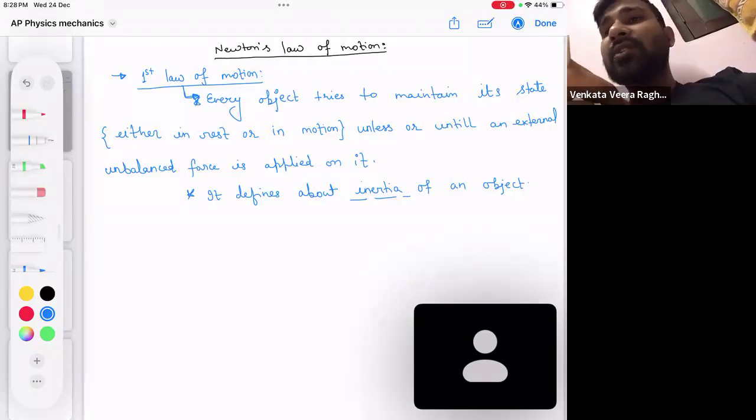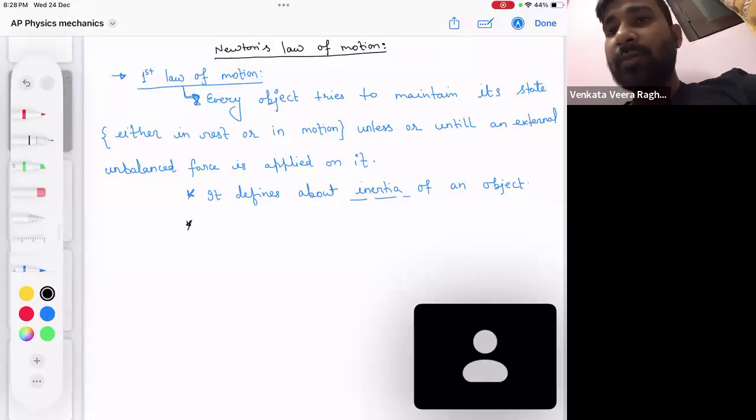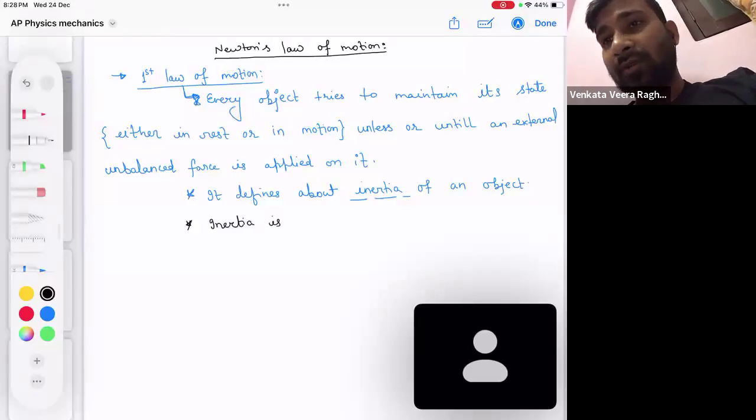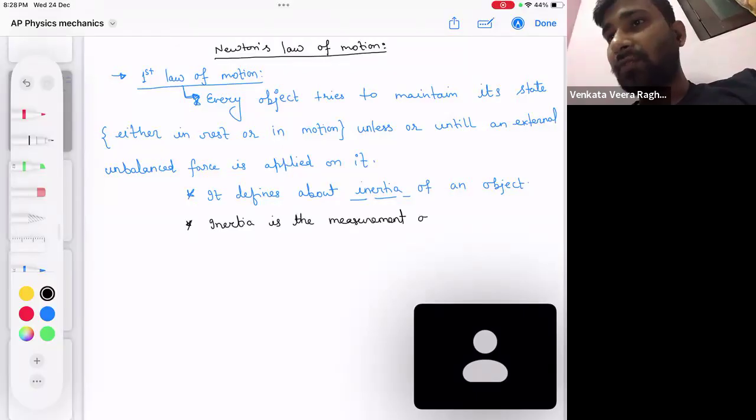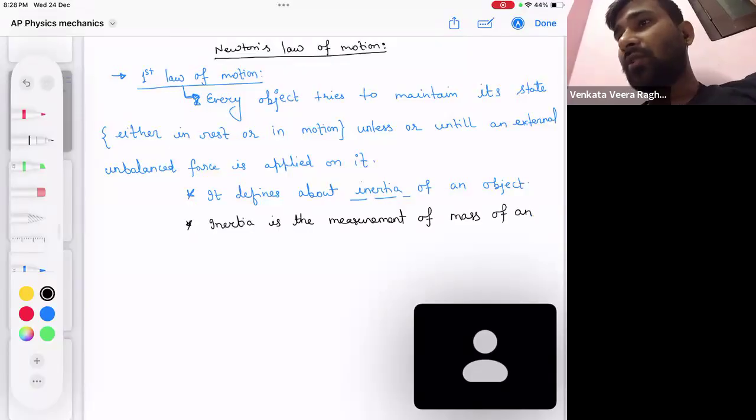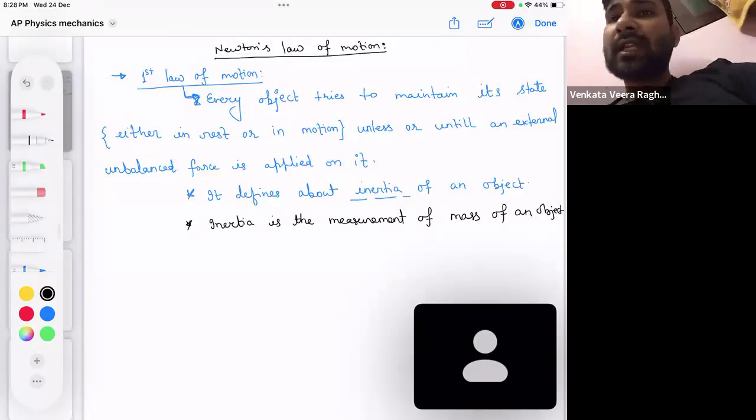So the measurement of inertia happens in terms of what? The mass of the body. Understood? Inertia is a measurement of the mass. It is the measurement of the mass of an object. So the more the mass, the more the inertia. That's why Newton's first law of motion is also called the law of inertia.